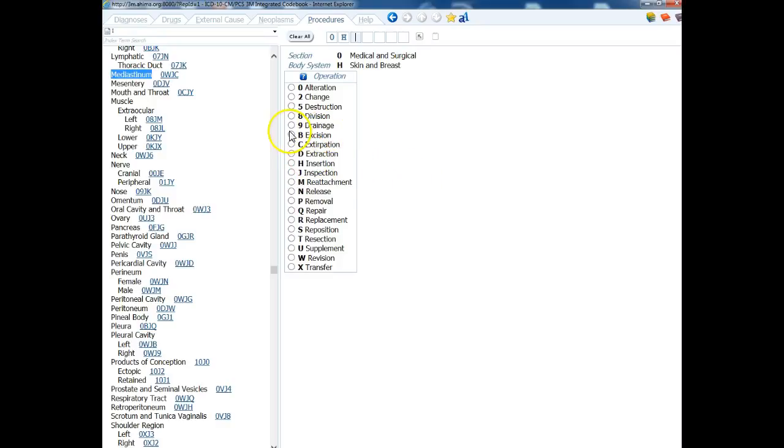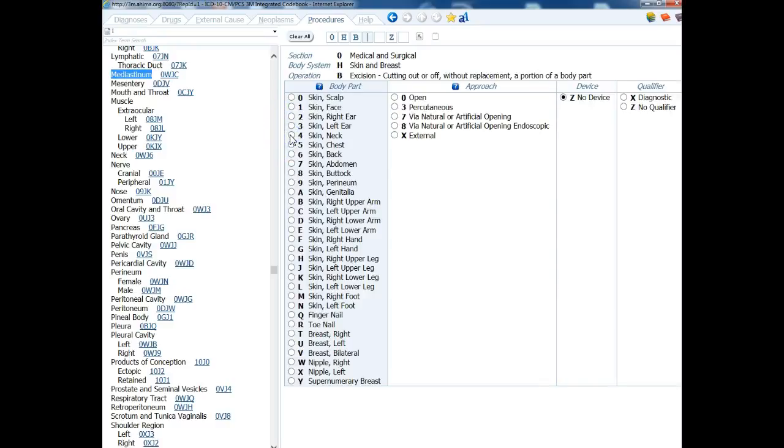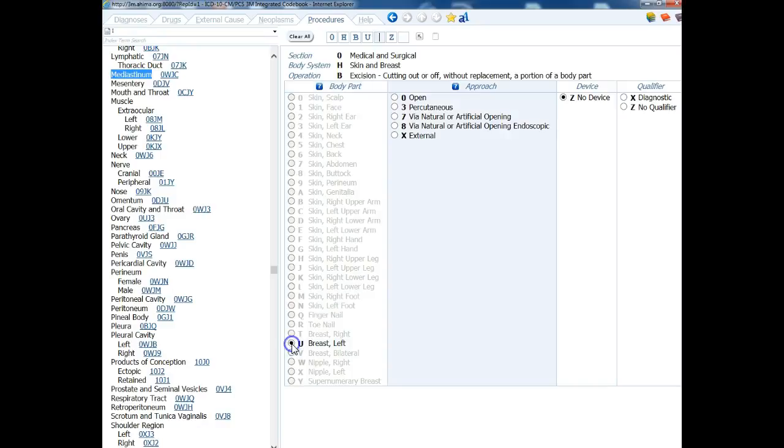And then for both of these, the root operation is excision. If this had not been a partial mastectomy, if it had been a total mastectomy, our root operation would actually be resection and not excision. But this is partial, so we're choosing excision. And this is the left breast, so our body part is left breast. We know that our approach is open. And now for the mastectomy, there is no qualifier.